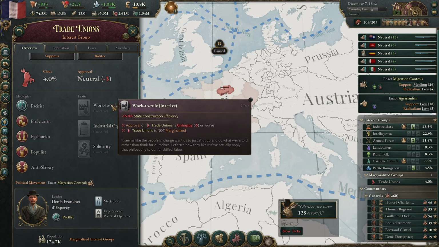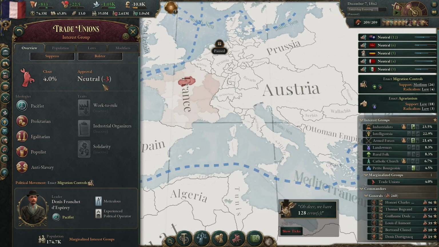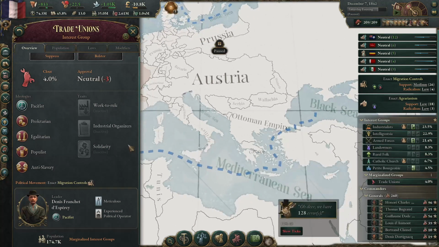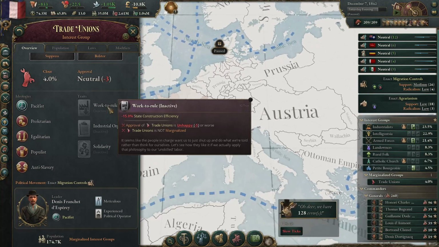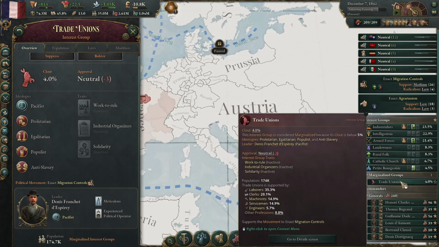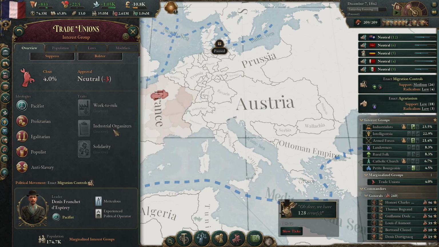So the most important one, if you have a trade union that is not marginalized, that is at least in interest groups, like whatever they need in order to be considered a non-marginalized group in your political economy, make sure that they are at least above a 5, because minus 15% state construction efficiency is brutal. The plus 5 approval rating. So like these are just coming from the approval rating of these guys, which is going to be mostly coming from their laws, but can also be coming from loyalists and stuff.